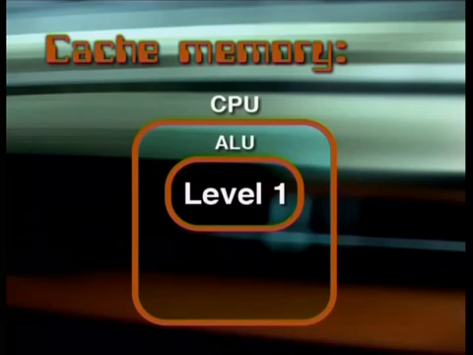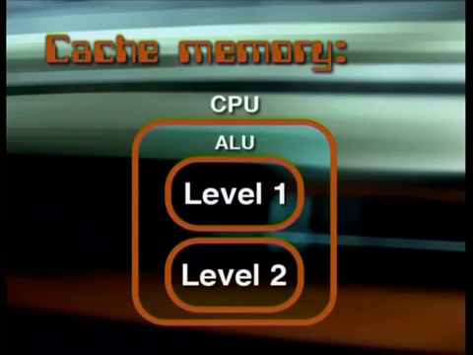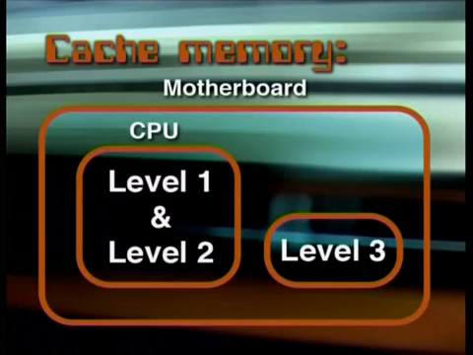Special algorithms are used to predict what will probably be used. Level 1 cache is found in the circuitry of the ALU and runs at the same speed as the processor. Level 2 is slower and is found on the CPU chip. Level 3 is the slowest, but still faster than RAM, and is found on the motherboard of older computers. So, that's how the CPU works.